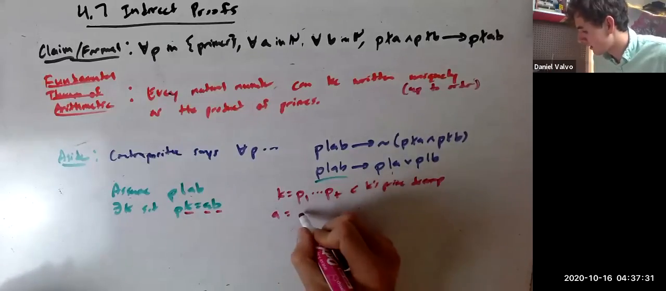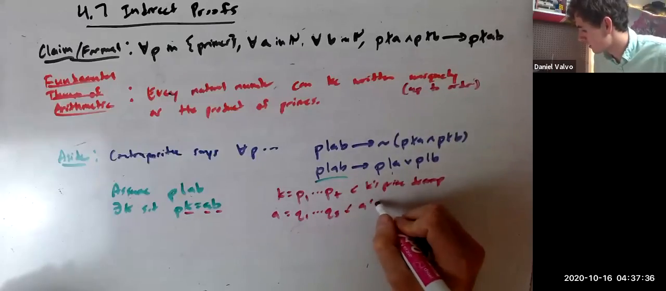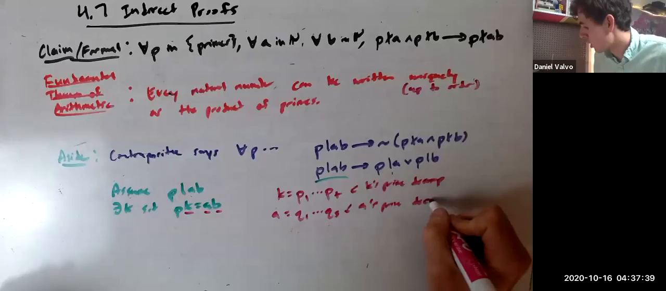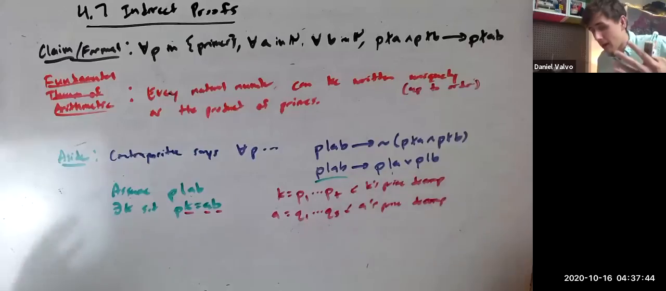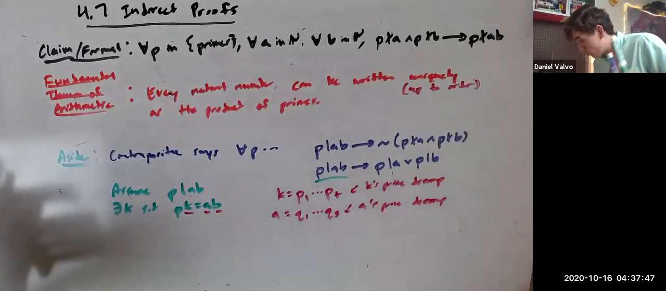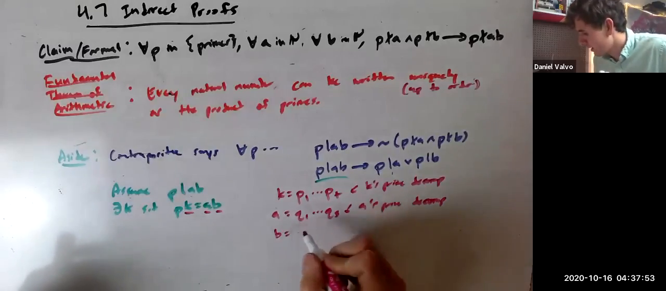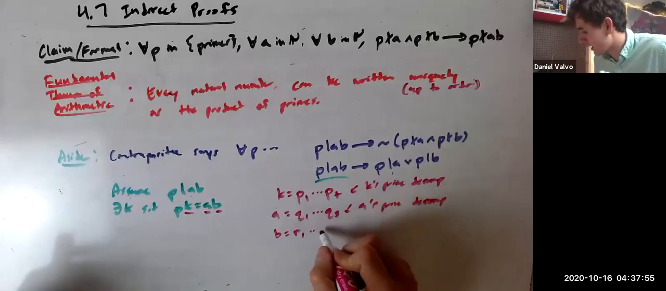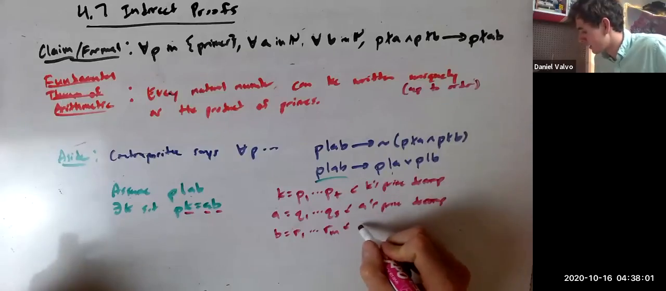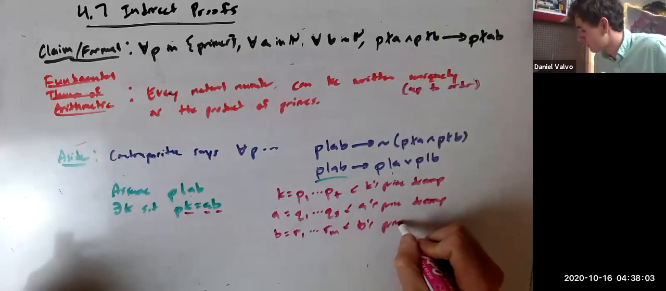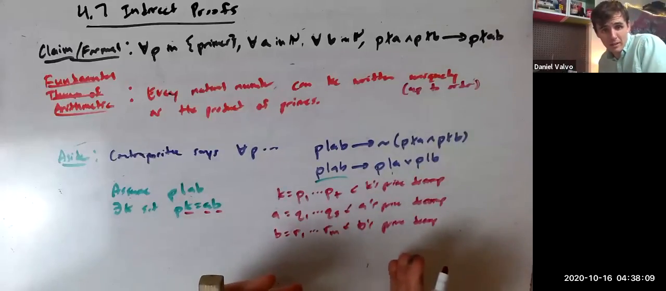And then A is going to equal Q1 out to QS, where all the Q's here are primes. We just know that this does happen, since A and K are natural numbers; we can write them as a product of primes. And same thing with B: R1 out to RM. This is B's prime decomposition.